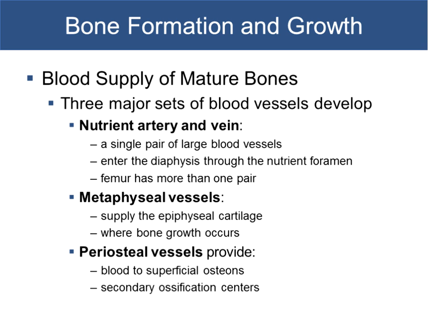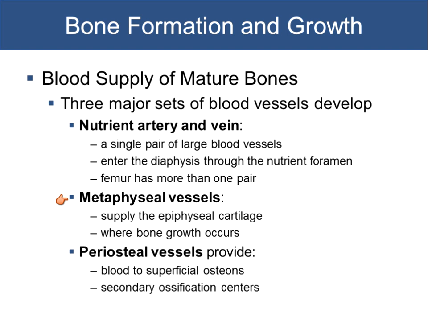So the blood supply of mature bones, there are three major sets of blood vessels. You have your nutrient artery and vein, and they enter through the diaphysis, through what we call the nutrient foramen, and we can actually see those foramen on the bone models we have in class. Your femur is going to have more than one pair because it is such a long bone.